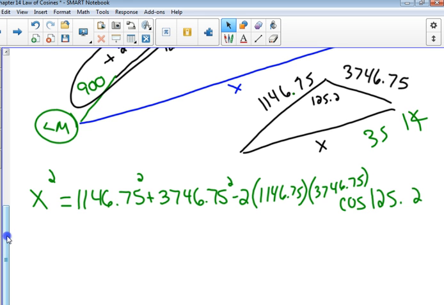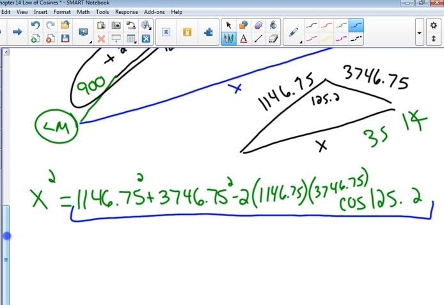Yep, so this one, guys, you would type this whole thing in on your calculator. Then we gotta take that square root to get x. So the solving part's not even hard. The hardest part is drawing the pictures. I would have never pronounced it that way.